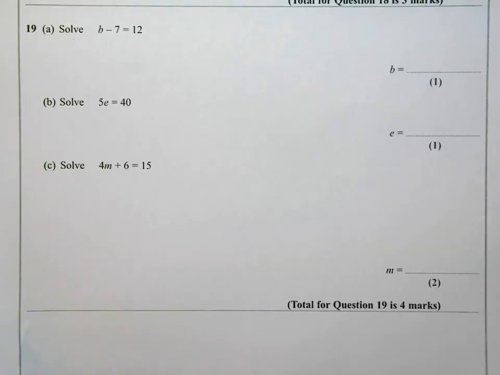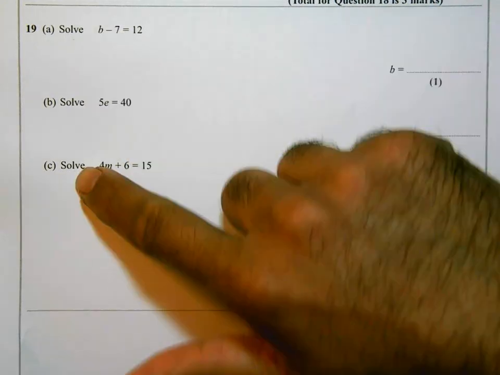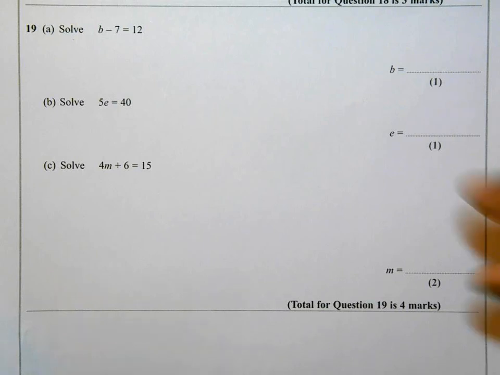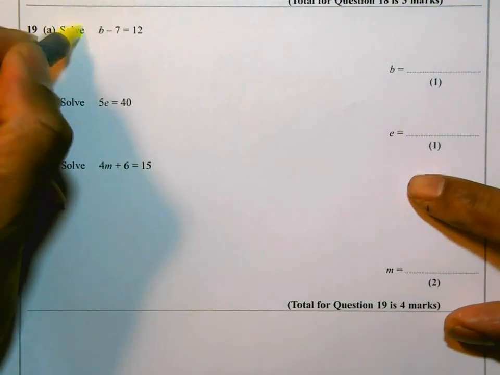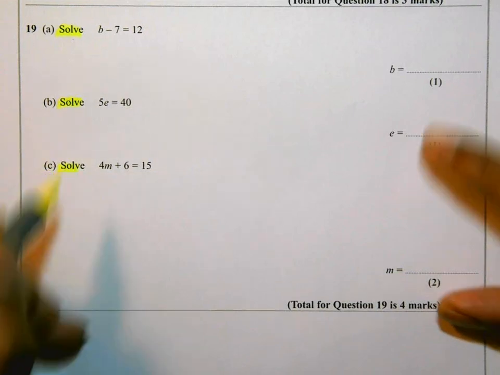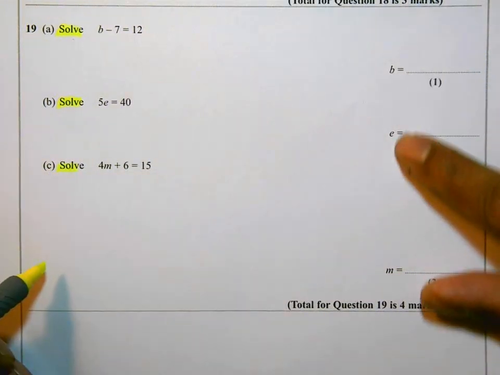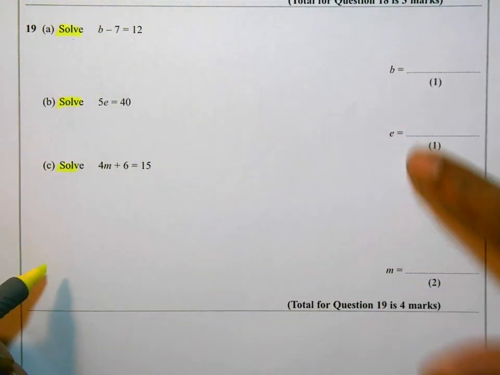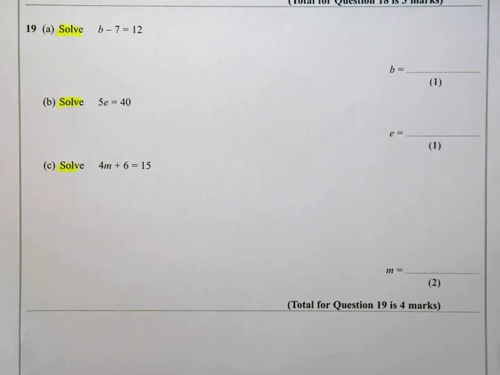Okay, here's question number 19. All right, solve, and they want us to solve these equations. So these are all about solving equations. Solving means to work out, and these questions have given you extra hints over here. You've got B is equal to, E is equal to, M is equal to. Basically, we want to work out what each of these are.